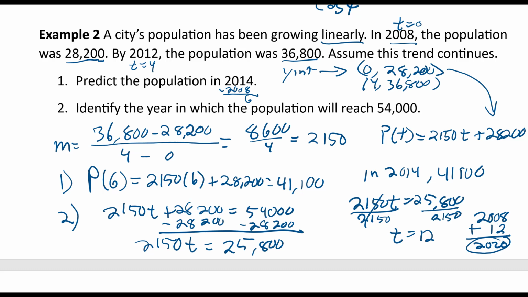I want to really point out the key, though, is I indexed this to say t is 0 in 2008. So in 2012, it's 4 years later. That's why t is 4. And in 2014, it's 6 years later. That's why it's 6. And then when we solve this, t is 12. That means 12 years later than we started. That's 12 years later than 2008.